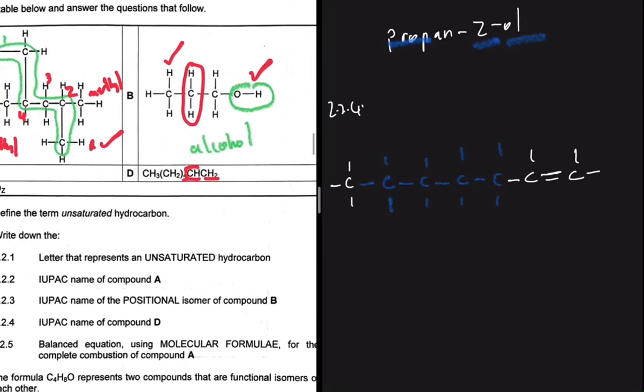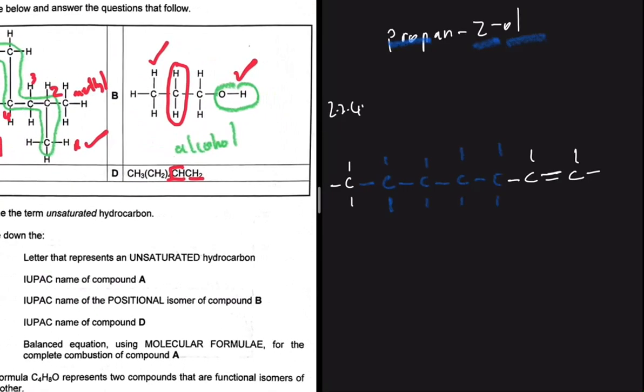But we're looking for the IUPAC name. So let's calculate the number of carbons we have: 1, 2, 3, 4, 5, 6, 7. So that is hept. The double bond is on the first carbon, so we're going to have hept-1-ene because of the double bond. It is an alkene. Let's move forward and see what else we have.